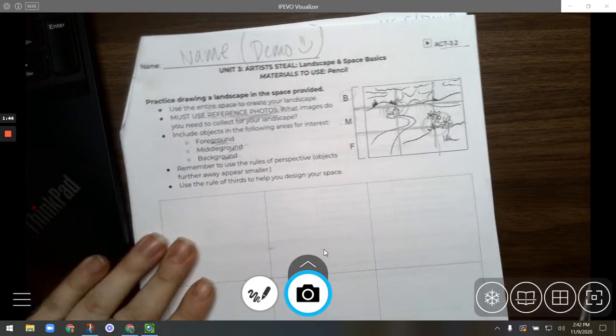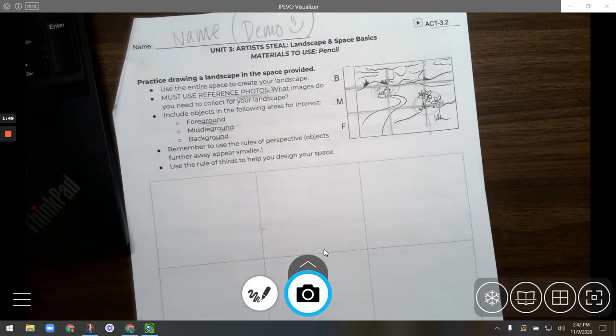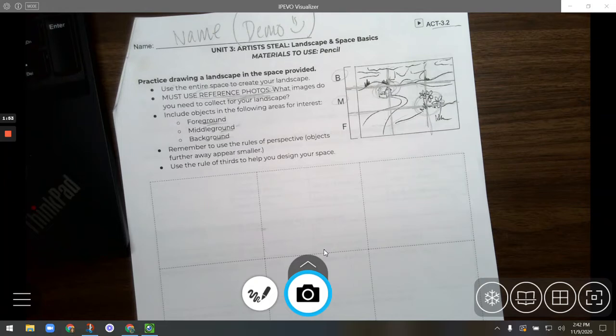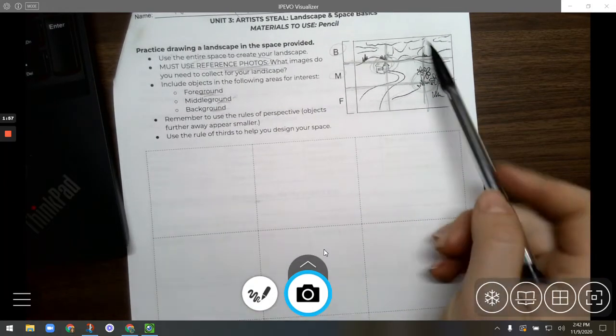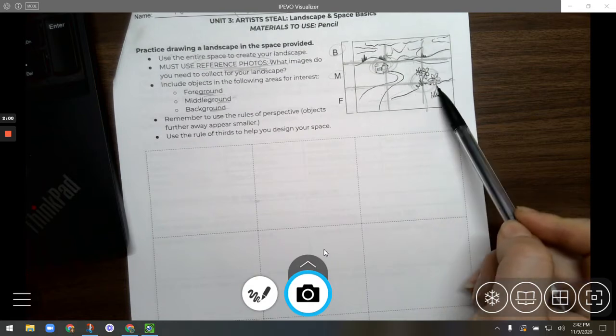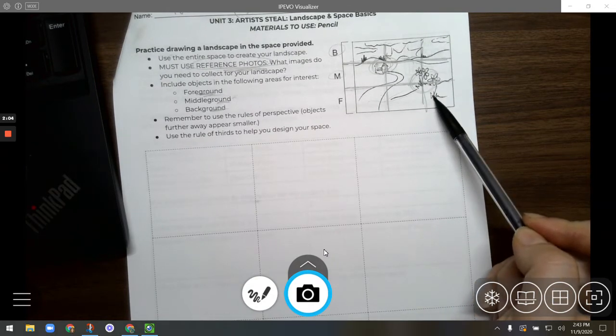What you guys are going to do for this activity is find some images that you want to incorporate, and you're going to use more than one to inspire your landscape. Now, when it comes to space, a couple things to remember is, like I said, objects closer are going to appear larger. They also appear lower in your composition.